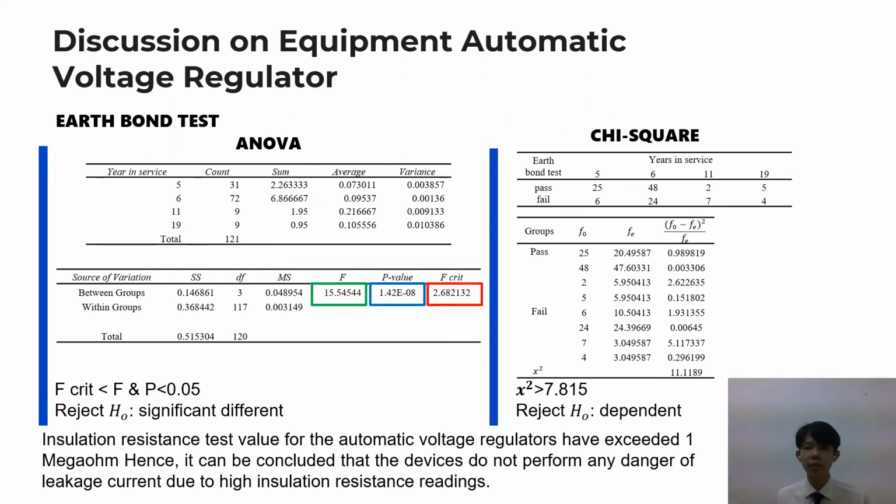From the chi-square independent test, the x-square equal to 11.12 is higher than 7.815. It means that the Earthbound test of the automatic voltage regulator is dependent on its year of service. Besides, the insulation test value for the automatic voltage regulator exceeds 1 megaohm. Hence, it can be concluded that the device does not pose any danger of leakage current due to high insulation resistance reading, but it does need focus on the Earthbound test for the equipment.